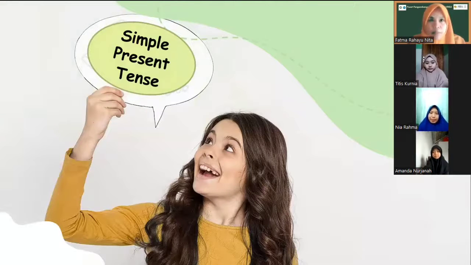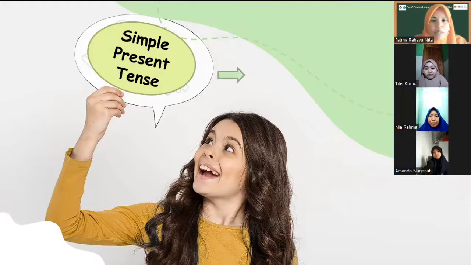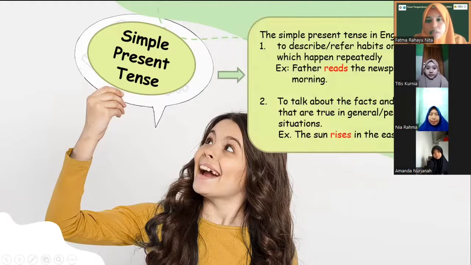Before it, I'm going to ask you, do you know what is simple present tense? It talks about fact. Good job. Okay, simple present tense is used to describe habits or things which happen repeatedly. For example, father reads the newspaper every morning. So the every morning here indicates that the action is done repeatedly.